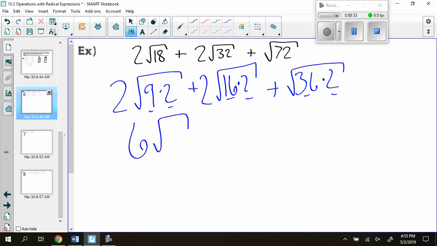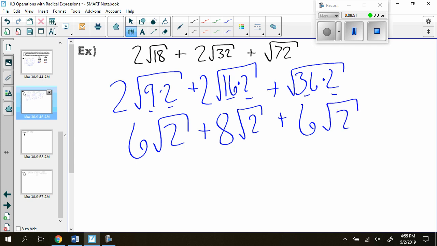6 square roots of 2, plus 16 becomes a 4 when you square root it and bust it out. 2 times 4 is 8 on the outside, square roots of 2, plus 36 becomes a 6 on the outside, nothing to multiply that with, so I'll just write 6, and then square roots of 2.